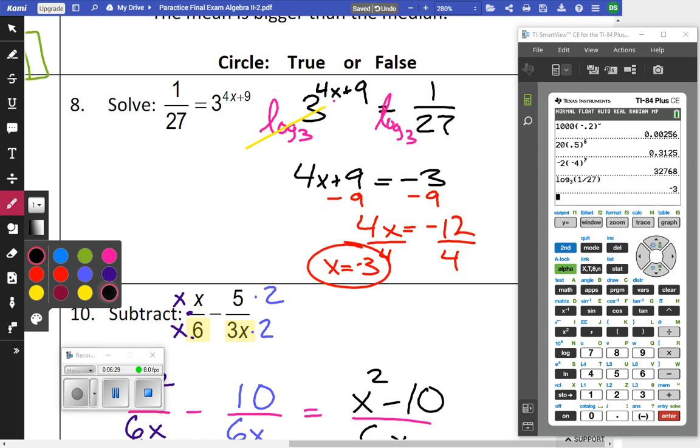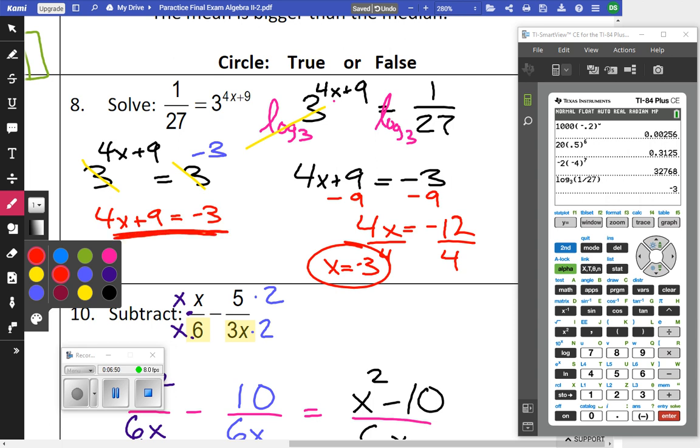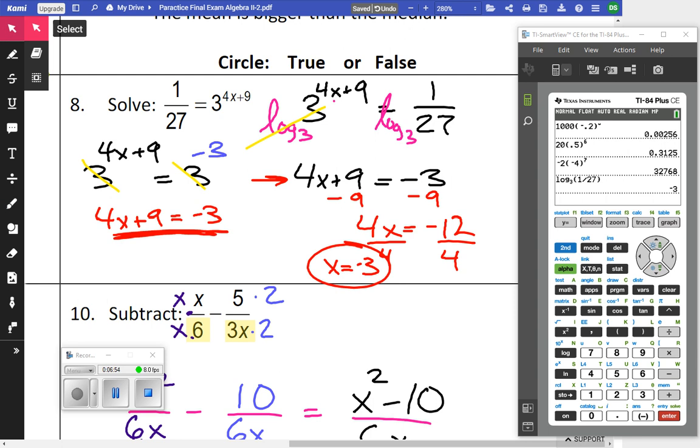The other thing we could have done at the beginning is we could have rewritten both sides to be the same base. I could have rewritten 1 over 27 as 3 to the negative third power. Negative to get me a fraction, and 3 to the third gets me 27. Then we could have canceled and solved. It's the same exact problem. It doesn't matter how you would have done it. This step right here is exactly the same as that step right there. It just depends on how you want to get there.